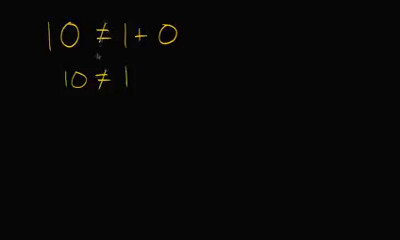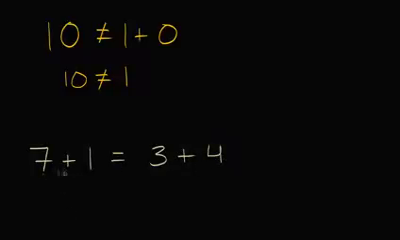Let's do one more. Let's say I had 7 plus 1 is equal to 3 plus 4. Is this equation true? Well, what do we have on the left? 7 plus 1 is 8. 3 plus 4 is 7. These are not the same quantity. They're not the same amount. So these are not equal. And we're done.